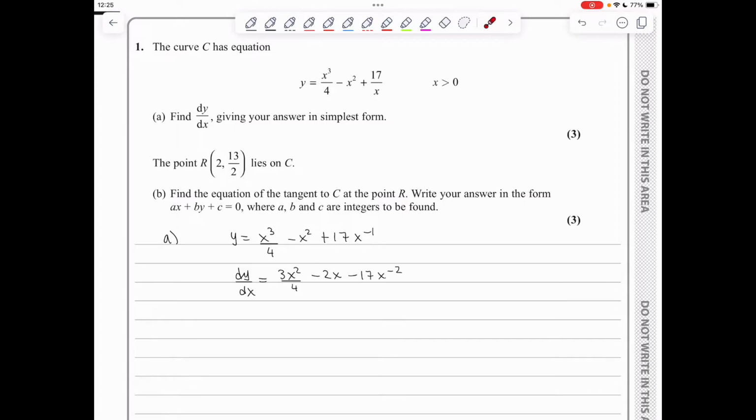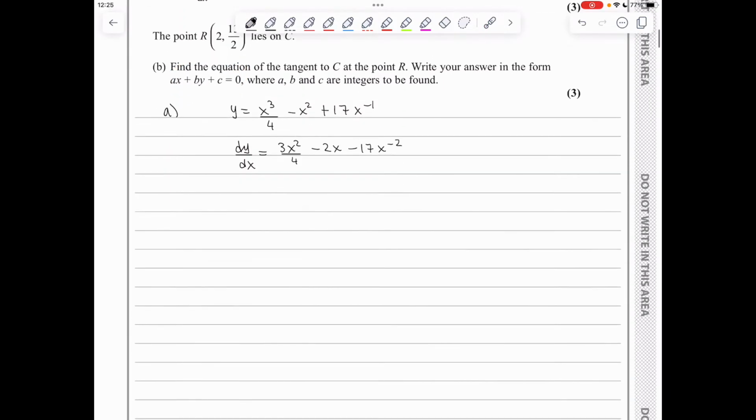Then in part B, we're given the point R with coordinates 2, 13 over 2 lying on C, and we need to find the equation of the tangent to C at this point, giving our answer in the form ax plus by plus c is 0, where a, b, and c are integers. I will start by evaluating dy dx at the point where x is 2. This will give me the gradient of the tangent. So we've got 3 times 2 squared over 4 minus 2 times 2 minus 17 times 2 to the minus 2. This gives an answer of minus 21 over 4. This is the gradient of the tangent.